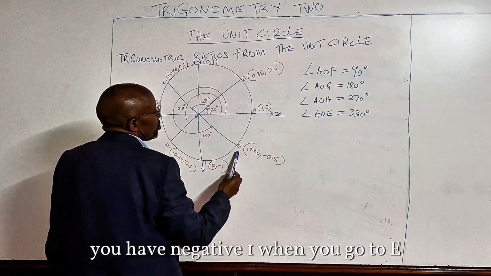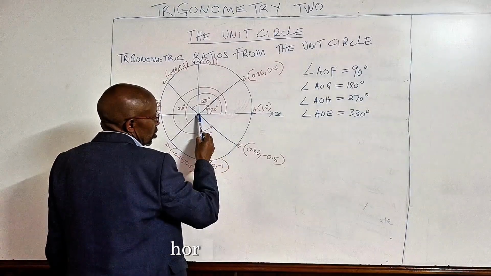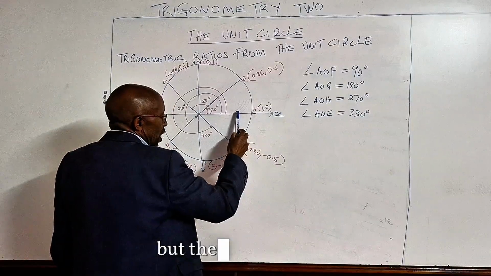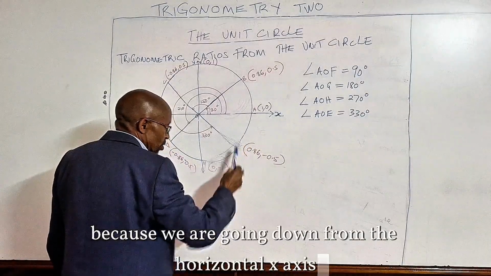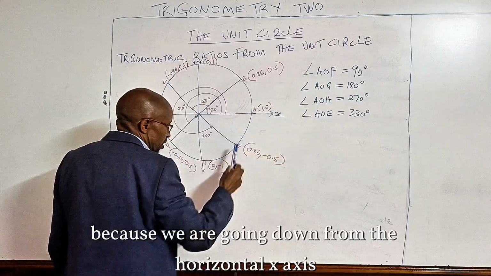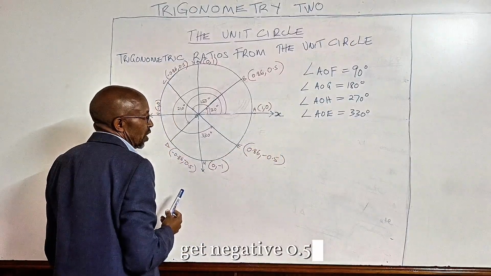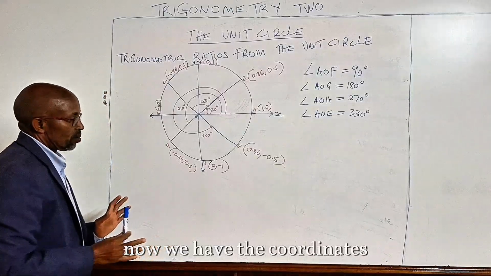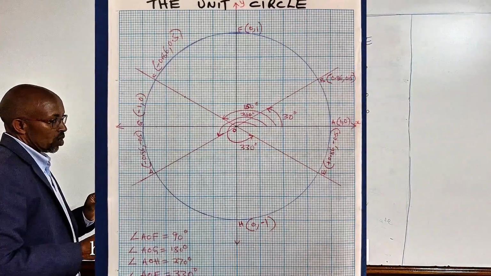When you go to E, horizontally the x-coordinate is 0.86, but the y-coordinate, because we are going down from the horizontal x-axis, you get negative 0.5. Now we have coordinates. How are we getting these coordinates?